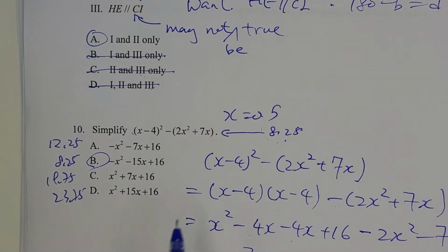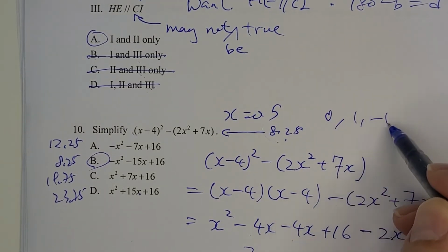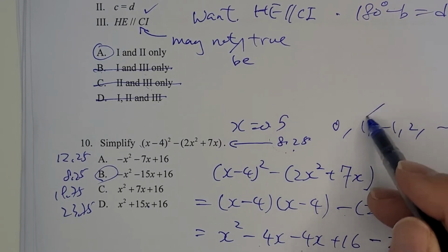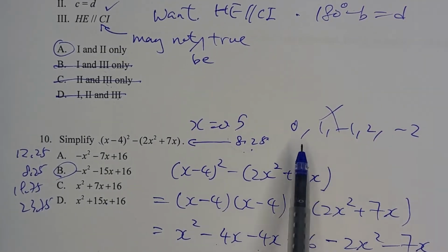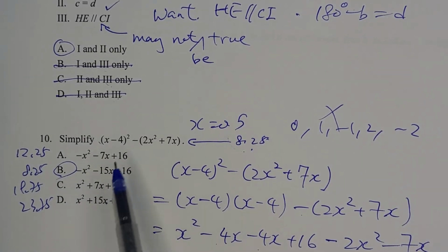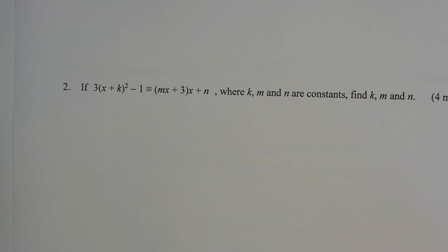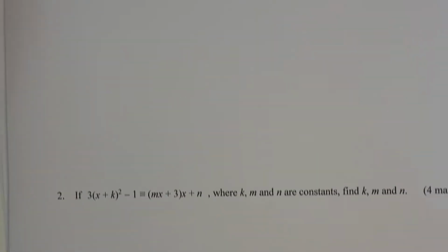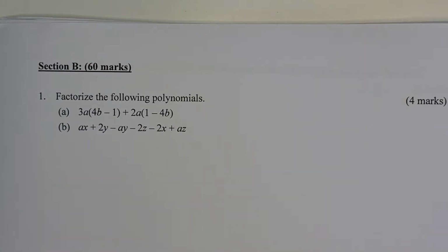Very powerful MC technique you can use. But there's one reminder, do not substitute too simple numbers. Some of you may choose 0, 1, negative 1, 2, negative 2, okay? That's not preferred, because these numbers are too simple, so the answers of the options may be the same. So that's the end of the MC questions, and then let's move to the short questions.